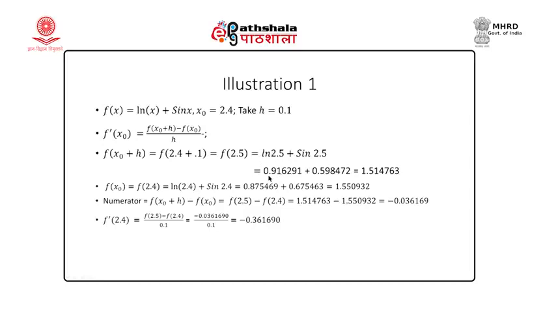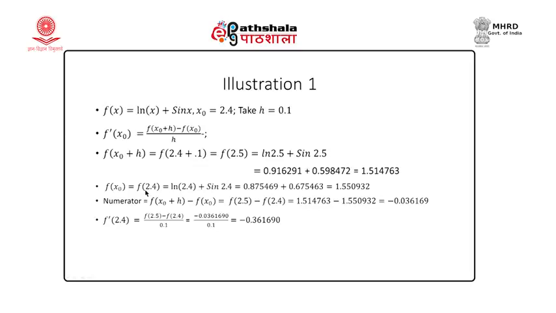So, ln 2.5 is this value, and make a point that when you are inputting 2.5, you are using your device in the radian mode, as this x is in radians. So, sine of 2.5 is 0.598472, and the sum gives 1.514763.